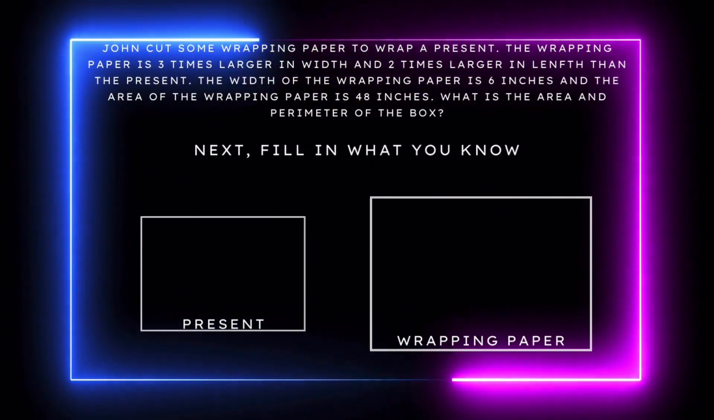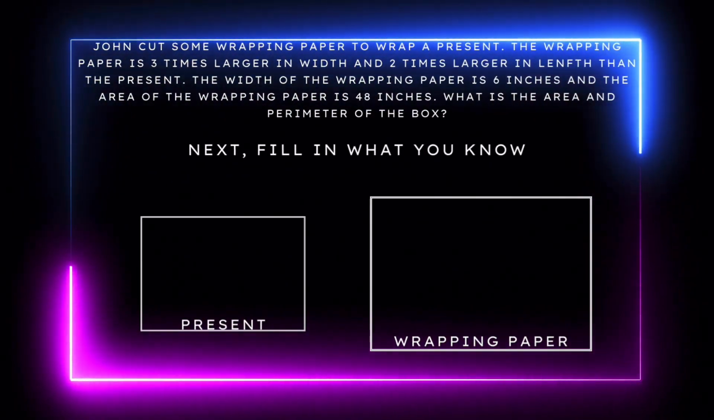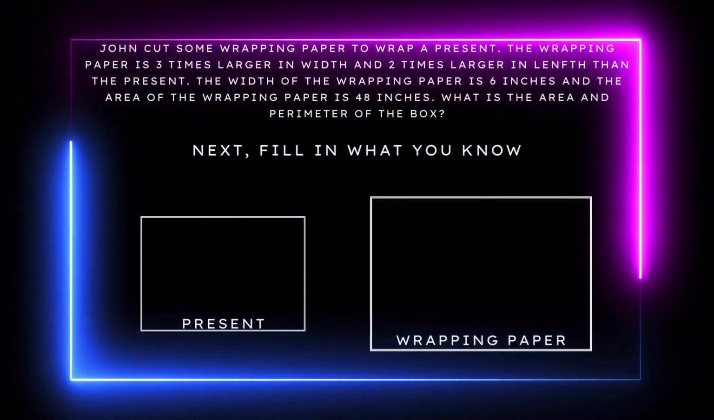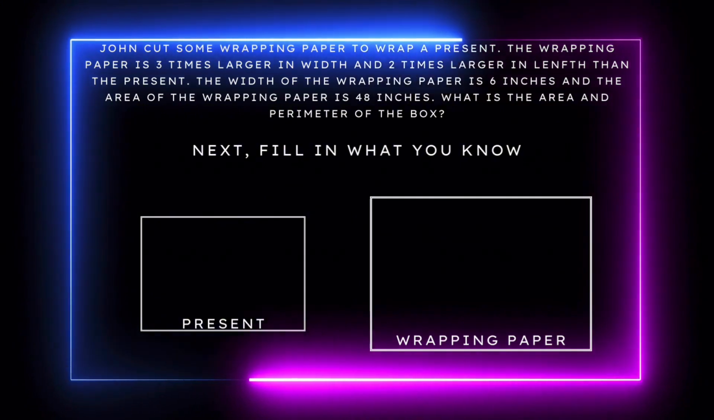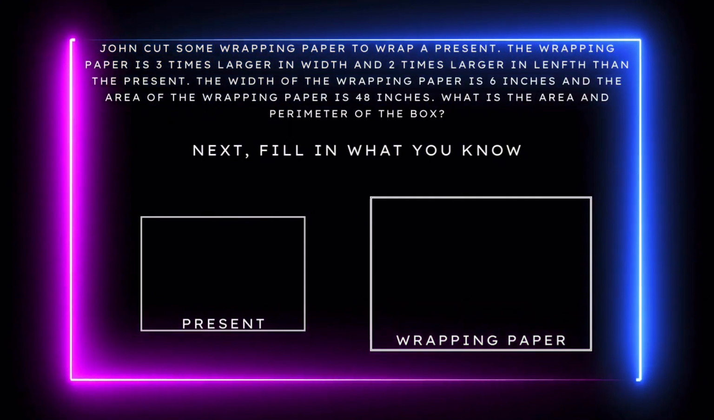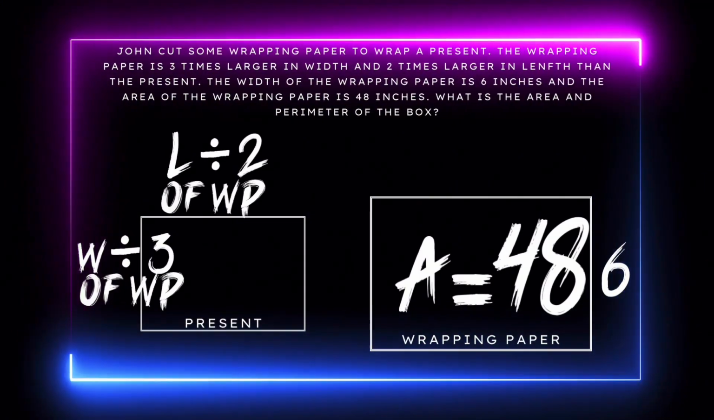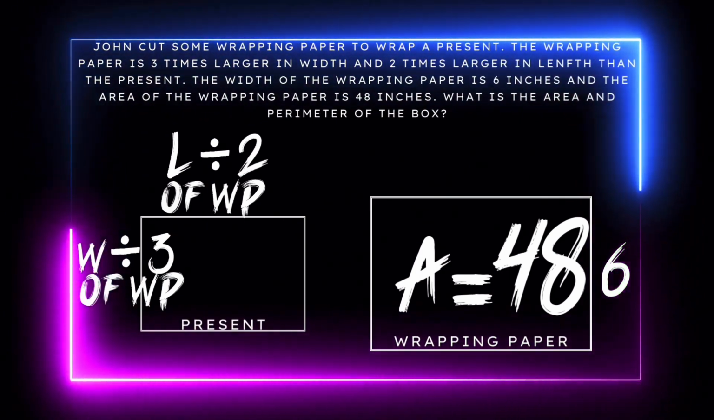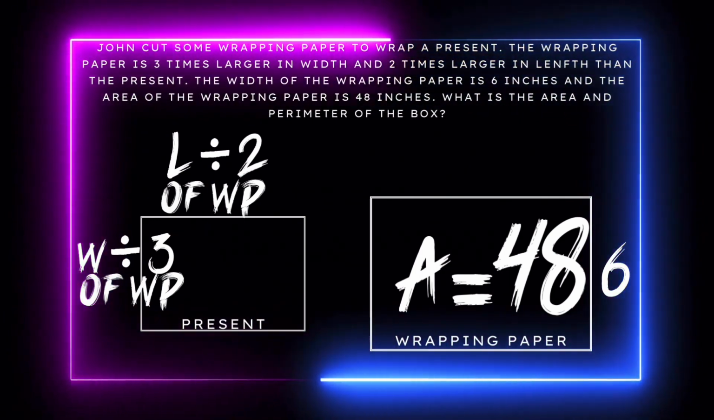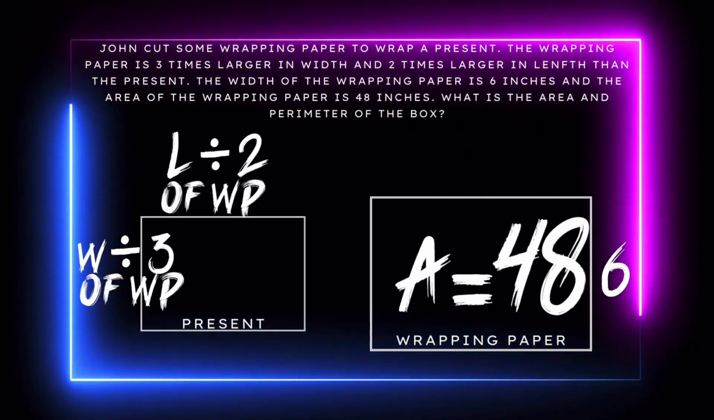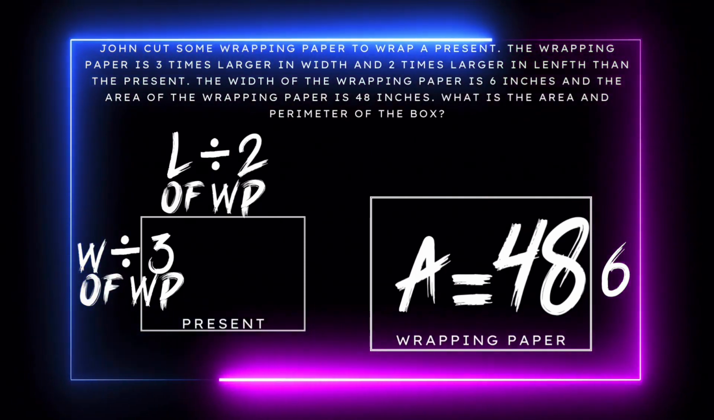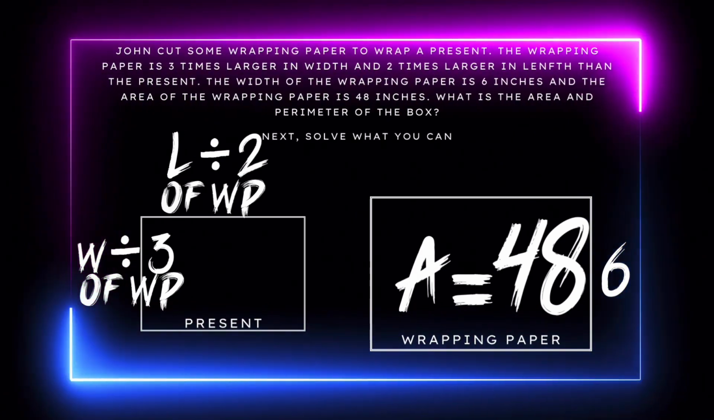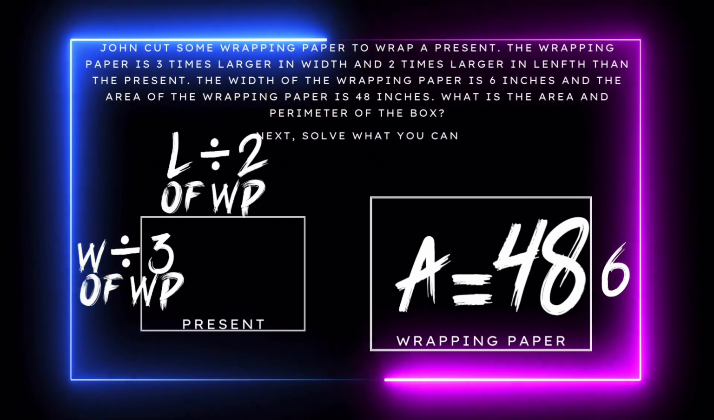So I'm going to go ahead and demonstrate the solution for this. This is a present in a wrapping paper. I went ahead and drew in the boxes, and then I needed to fill in what I knew. So I know that the length divided by 2 is going to be on top for the present. The width divided by 3 of the wrapping paper is for the side of the present. I know the wrapping paper side is 6. I know the area is 48.